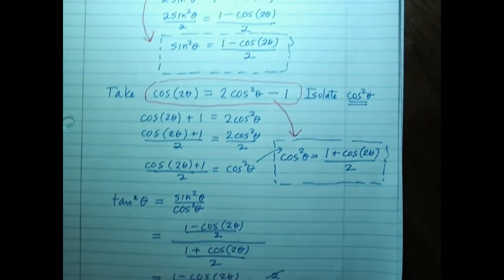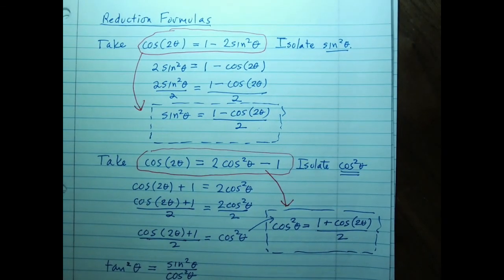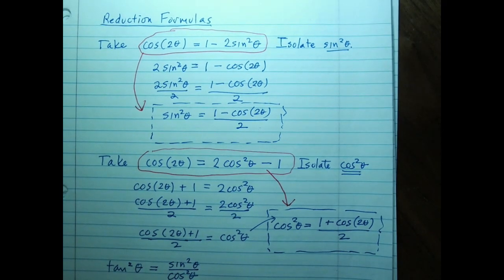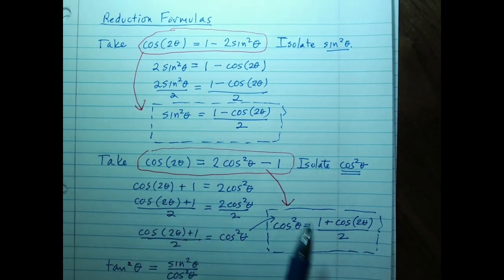And so here are our reduction formulas. I'd say the two dotted line boxes are probably going to be more useful in your futures. And that's the end of this portion of the video. We're going to start using these now in the next part.